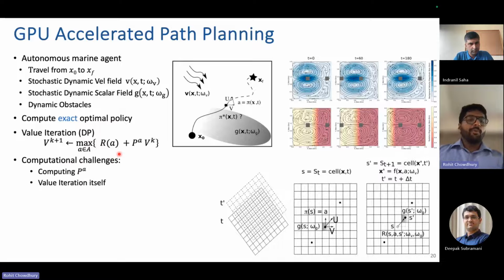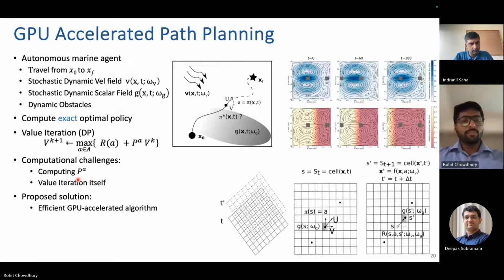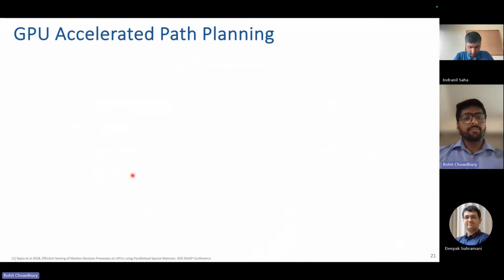But then there are two computational challenges. First of all, if you want to do value iteration, we just have samples of the velocity field. We must first compute this P, that is the state transition probabilities, which in itself is a big task. And then we also must solve this value iteration algorithm, and that itself is computationally expensive. So the idea is to use efficient GPU accelerated algorithms to accelerate both these phases and hence get optimal policies in a much faster, efficient way.